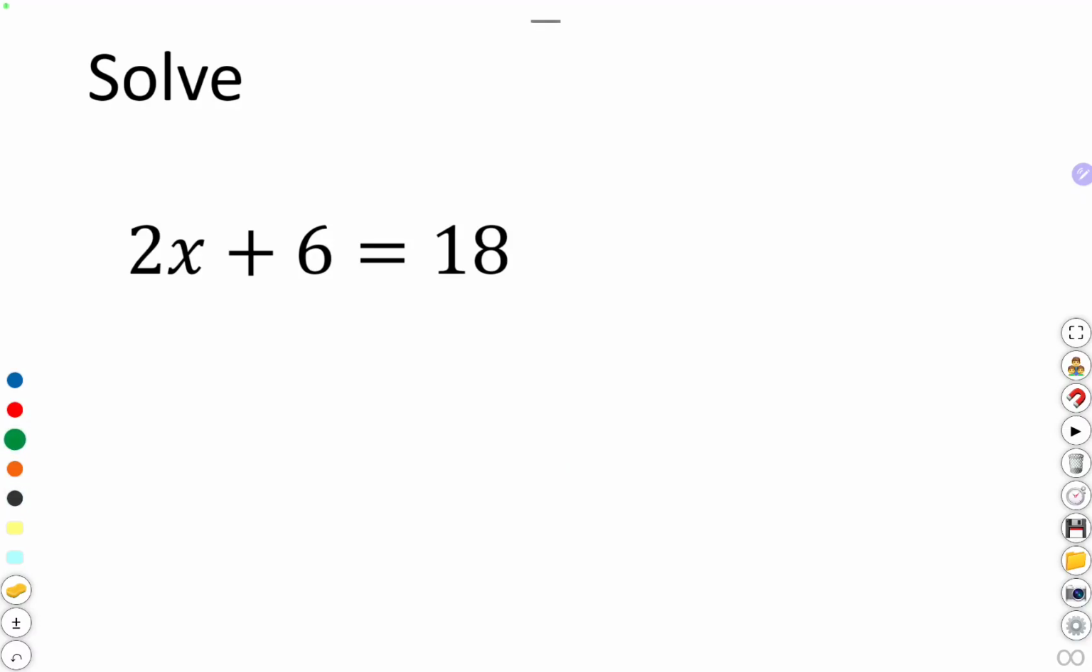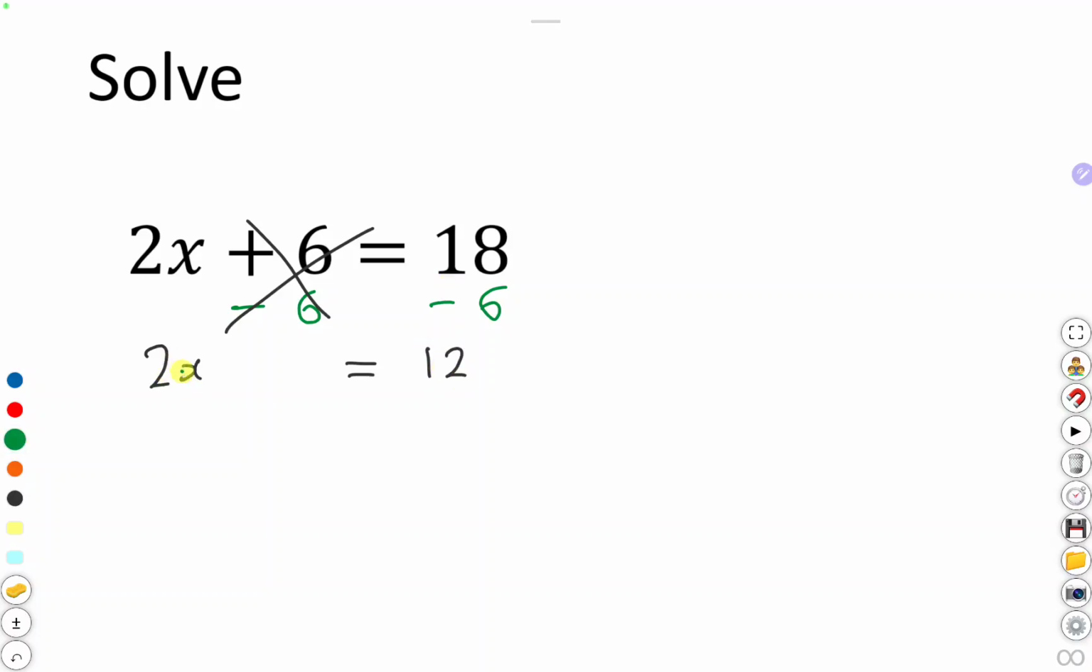So to get rid of a plus 6, I do the opposite, and I minus 6 from both sides. Now look for a moment where I minus the 6 from. That is important. I did not minus the 6 from underneath the 2x; I minus the 6 from underneath the plus 6. So now I've got 2x remaining. Plus 6 and minus 6 have gone. So 2x equals 18 take away 6 equals 12.